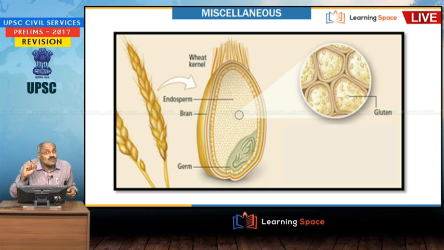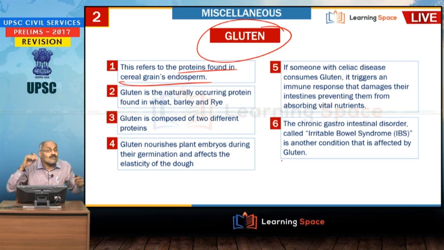Please look at this picture. I have shown here what endosperm is. In this endosperm, gluten is nothing but protein. Then why is it in the news? It is in the news because if someone with celiac disease consumes gluten, then what happens? It triggers an immune response that damages their intestines, preventing them from absorbing vital nutrients.